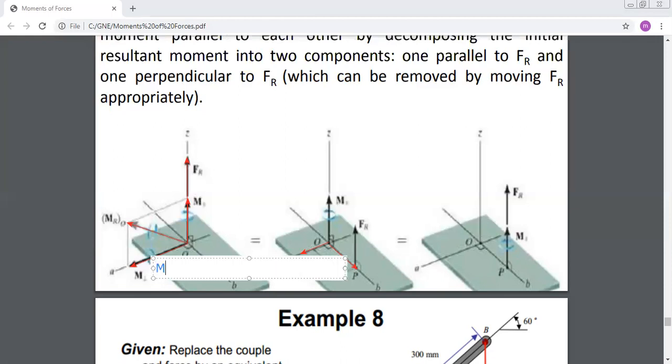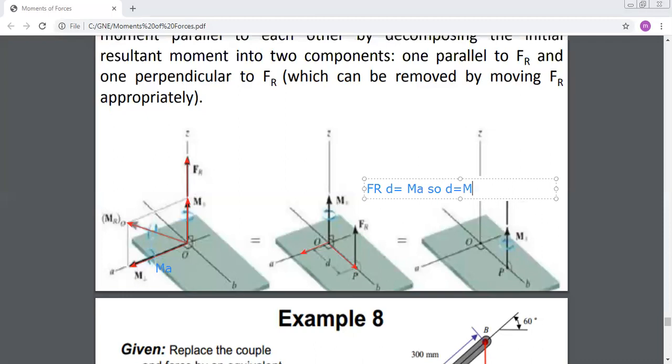This is MA. If I want to replace my system with only one force and one moment that is parallel to it, I can displace the force in a way to create MA. So the condition to obtain the distance d is that Fr times d is equal to MA. So the distance d that I should displace the force, in order to replace the system of F and this moment by one force, is d equal to MA over Fr.